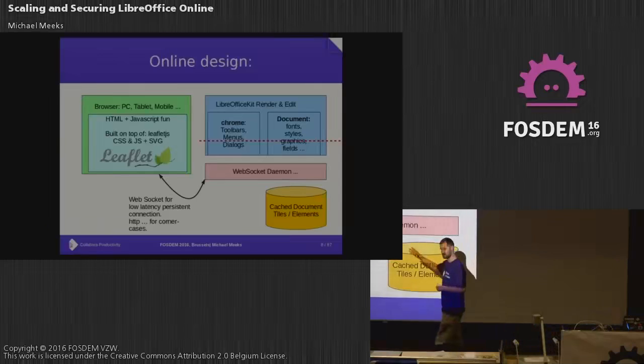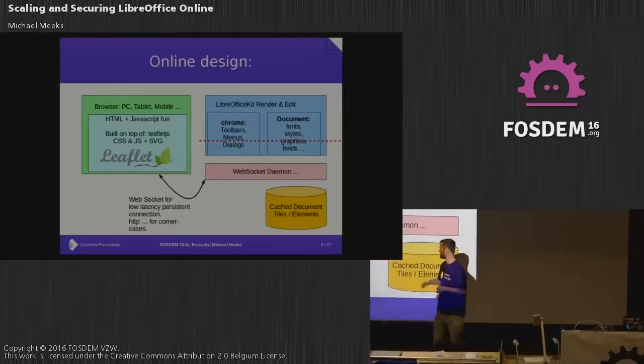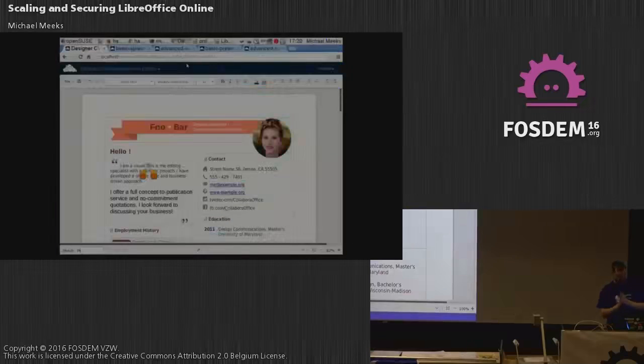So how does it all work? Well, I pointed out this side before. Of course, there's a client as well. So this is running in your browser, on your PC, or your touchy tablet, or whatever it is. There's a chunk of HTML and JavaScript there, and it's built on top of Leaflet, which is a mapping widget. Leaflet have a nice logo like this. And so we have a WebSocket between the two, which gives us very low latency, which is very nice, and a nice persistent connection. But sadly, we need HTTP as well for various corner cases of downloading things that browsers like to have as HTTP, which is a shame.